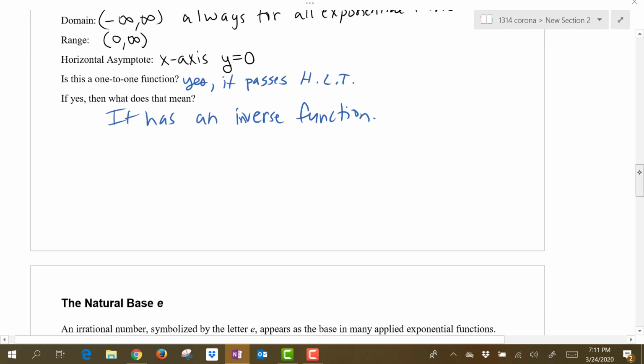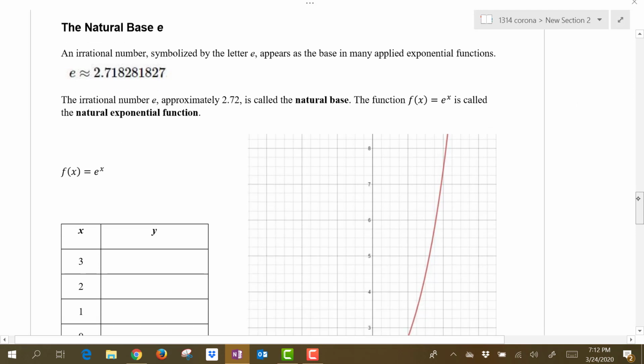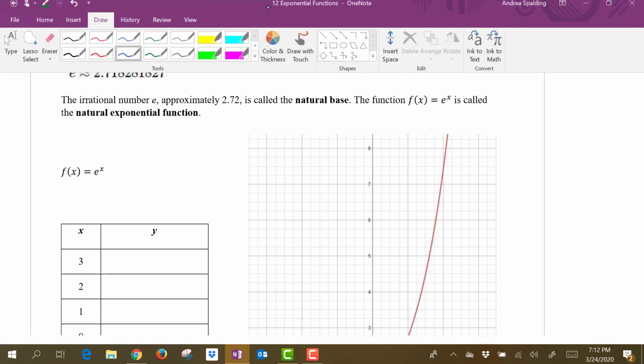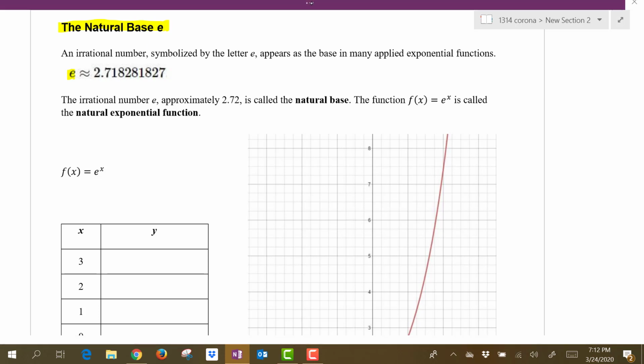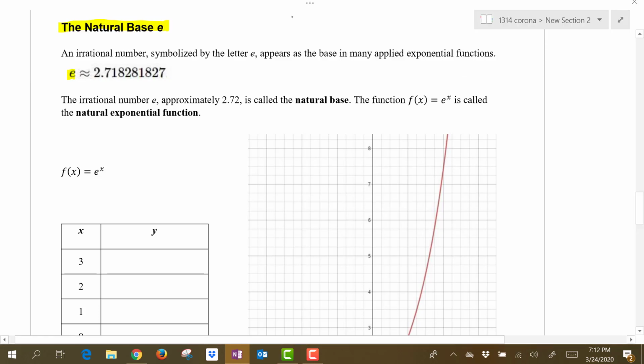The next graph that I want to look at is actually going to be really significant as we progress into the next section. It's something called the natural base. The natural base E, that's a letter that we use basically to represent a number, kind of like pi. So if you recall, you thought about pi before.